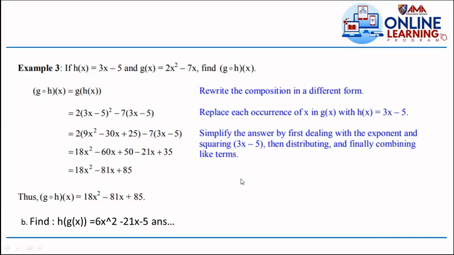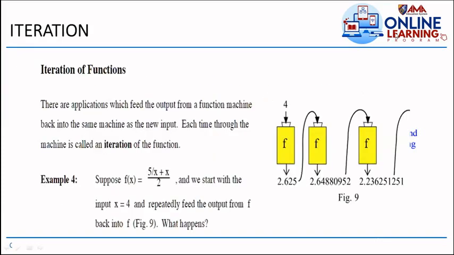Okay. Next. Last combination of functions, we have your D, iteration of functions. There are applications which feed the output from a function machine back into the same machine as the new input. Each time through the machine is called an iteration of the function. Okay? So we have your example number 4.